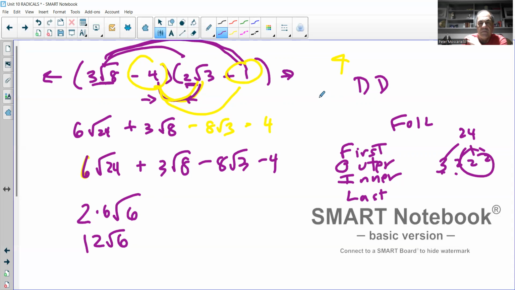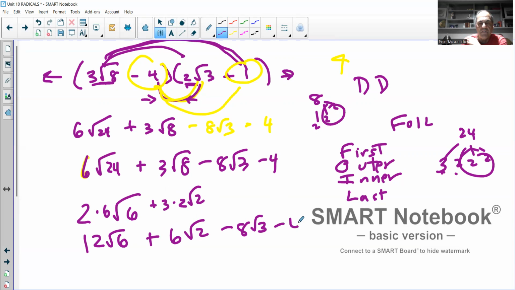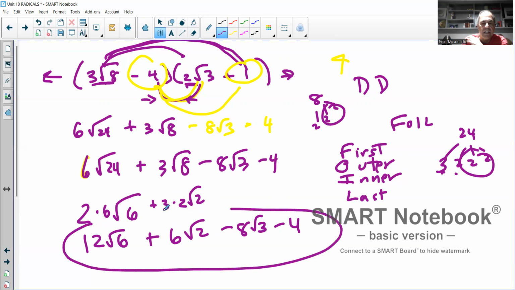8 breaks down. 8 is 2 times 2 times 2. So that's going to be a 2 root 2 with a 3 out front. I should do it here. So that becomes what? 6 root 2. Root 3 does not break down, and neither does negative 4. So this is your final answer.